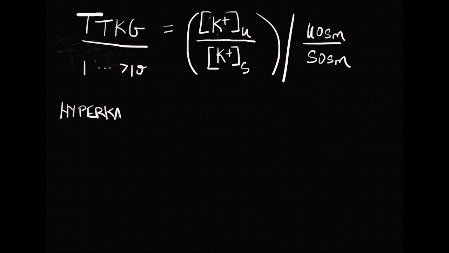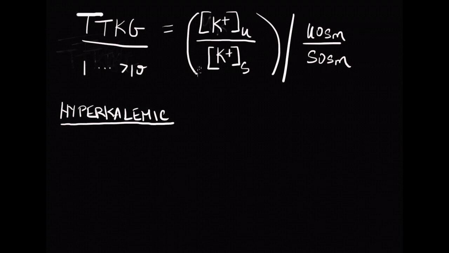You want to know if a hyperkalemic patient has the ability to urinate potassium appropriately or not. If they do have the ability to urinate potassium appropriately, then you're looking for non-renal or extra-renal causes for the hyperkalemia. If the kidney is unable to eliminate the potassium correctly, then you know you've got a renal disorder in potassium excretion. So the TTKG will really help you determine if your focus needs to be on the kidney or needs to be outside of the kidney.